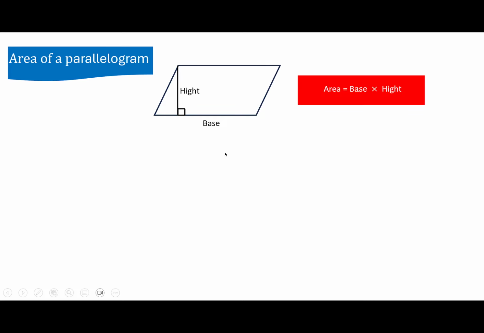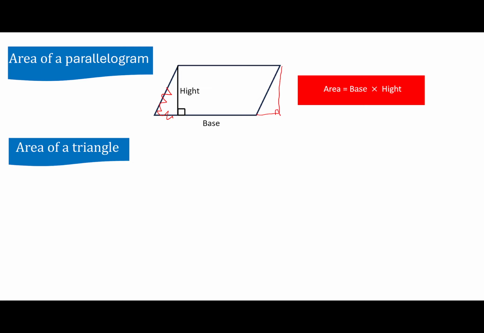Area of a parallelogram. The area of a parallelogram is base times height. Okay, so a parallelogram is more like a crooked rectangle. So look, if I do it like that and take this piece from here, I get a rectangle, and the area of the rectangle is base times height.